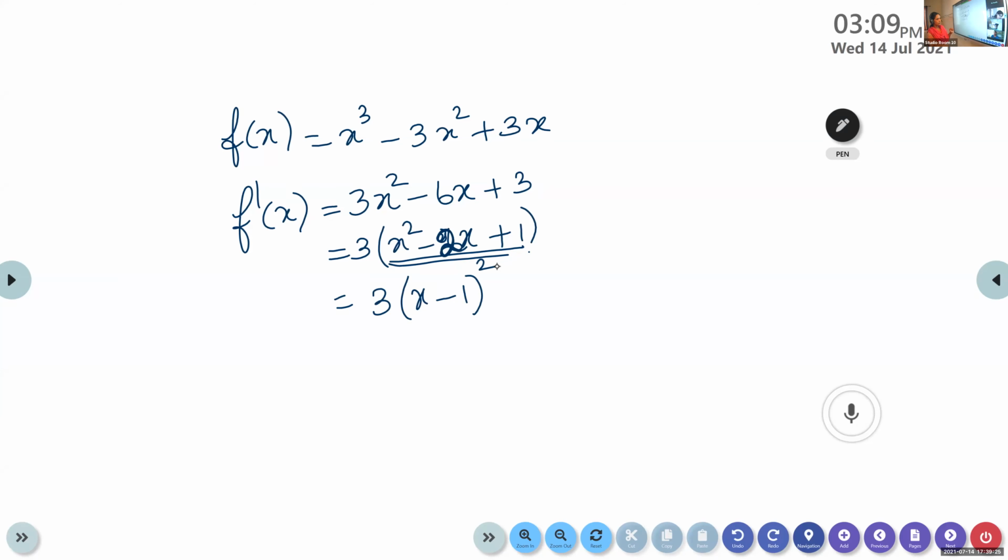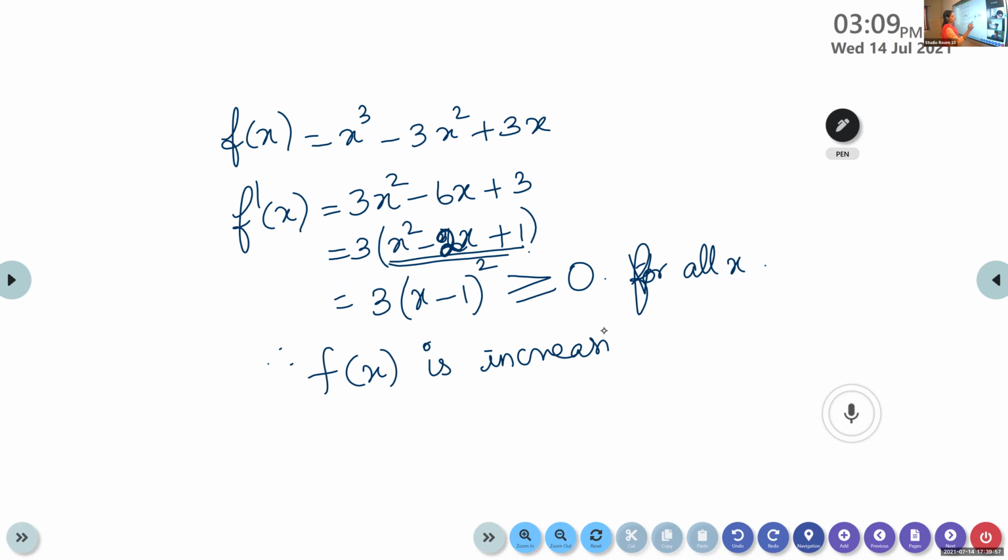Here 3 is positive. x minus 1 the whole square is positive. So 3 into x minus 1 the whole square is greater than or equal to 0. When we square a number, surely it will be positive. So it is greater than or equal to 0 for all values of x. Therefore, f of x is increasing on R.